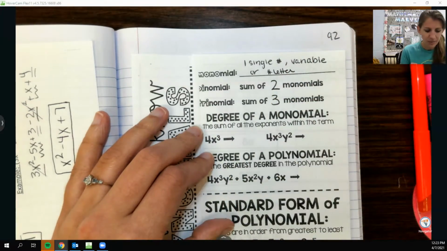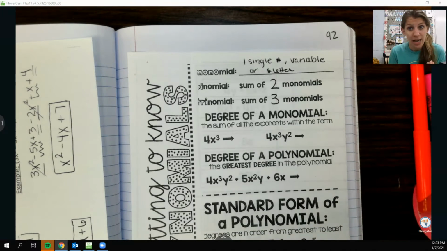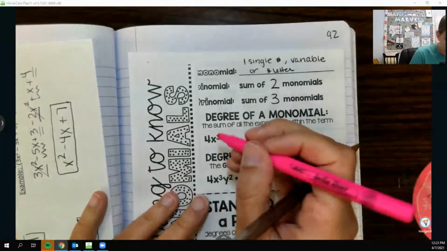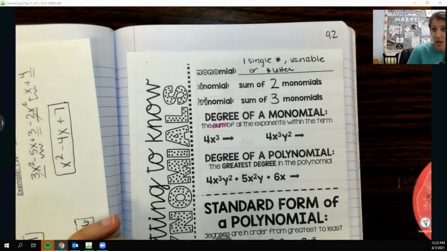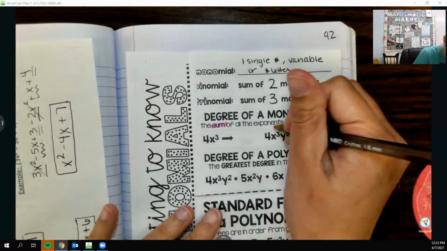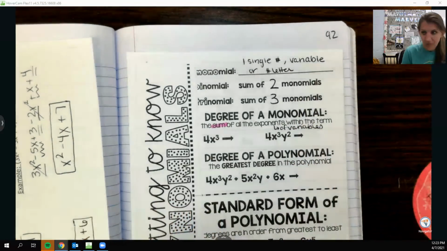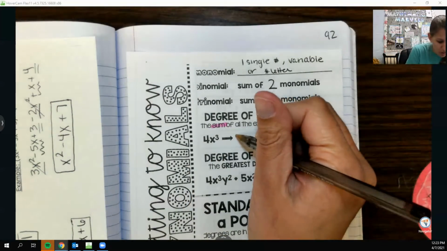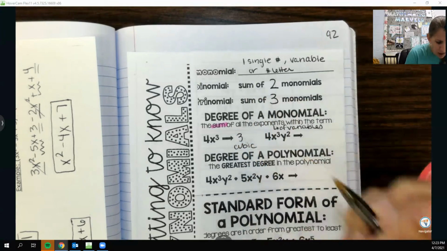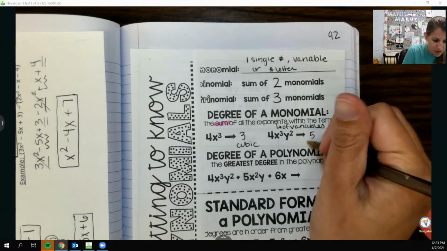So tri is 3. If I'm talking about the degree of a monomial, normally the degree is just the biggest one. But the degree of a monomial is a little bit different. The degree of a monomial is the sum of all the exponents of the variables, not the numbers. So when I look at my variable here, there's only one, and so the degree is just 3, or cubic. But here I have multiple variables, and so I need to add those up, and so the degree would be 5, or quintic.